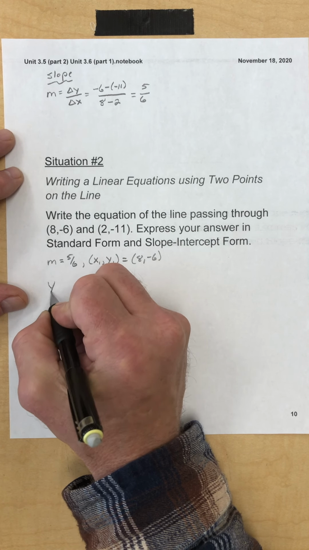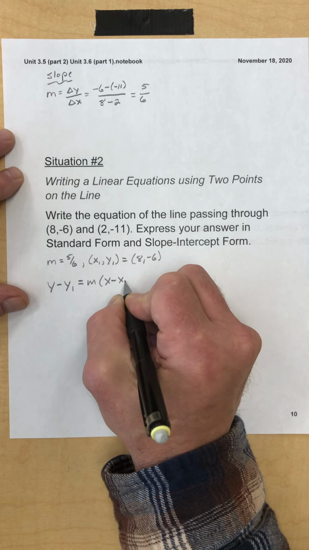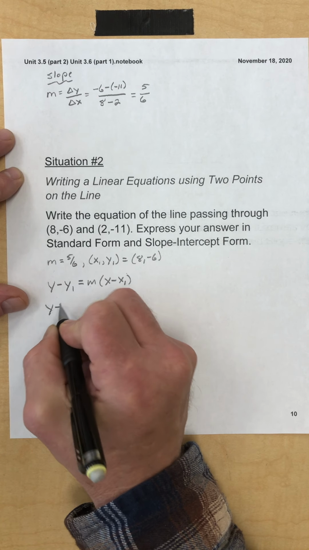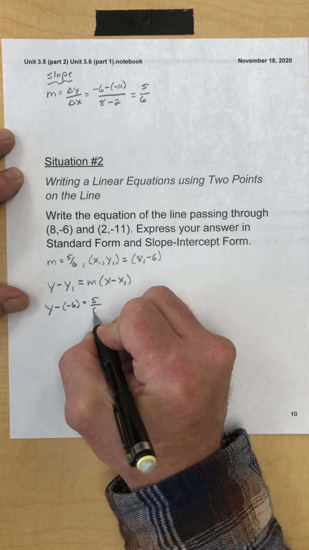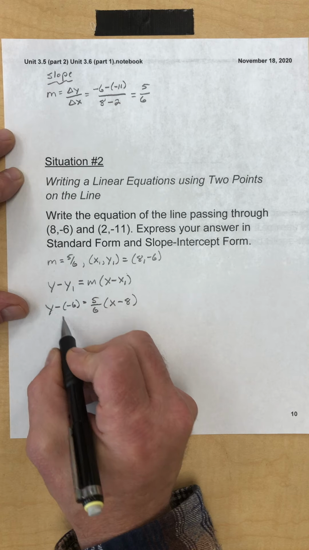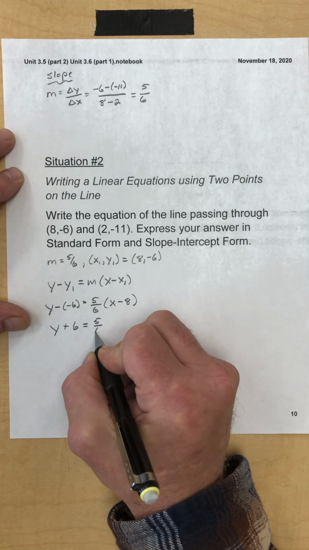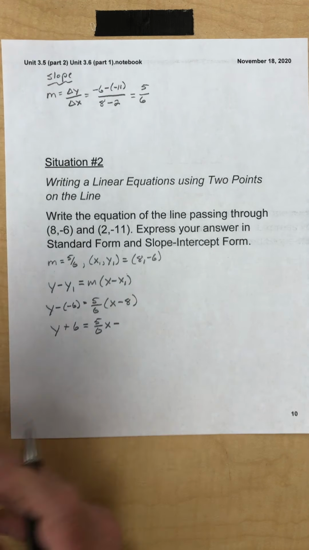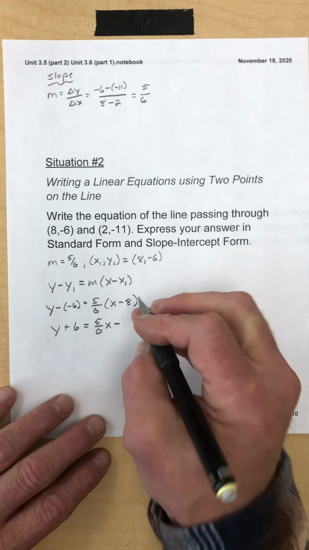I go to my point-slope formula: y minus y sub 1 equals m times x minus x sub 1. We substitute in. So y minus y sub 1 is -6 equals the slope, which is 5/6, times the quantity of x minus x sub 1, which is 8. I get rid of the double negative, so that's y plus 6, and I distribute the 5/6. So 5/6 x minus, and if you need a calculator, use it, it's entirely up to you. 5/6 times 8, written as an improper fraction, is 20/3 when it's reduced.